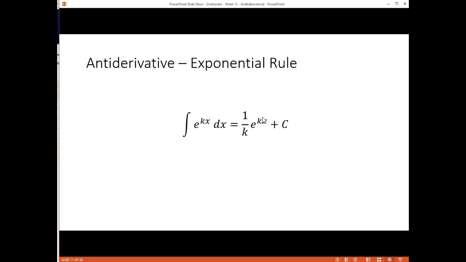We have a couple more rules we have to go over, and then we're going to hit some word problems. The integral of e to the kx is simply 1 over k e to the kx plus c. And once again, just like our power rule, if we take the derivative of the right-hand side, we'll get the stuff inside. The derivative of a constant is 0. The derivative of e to the u is e to the u du. So this is e to the kx times k, and the k and the 1 over k will cancel. So this should make sense that this is our antiderivative.